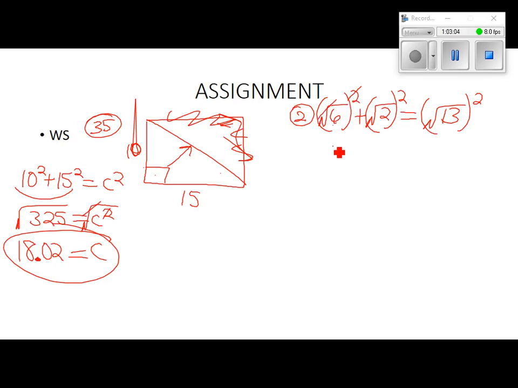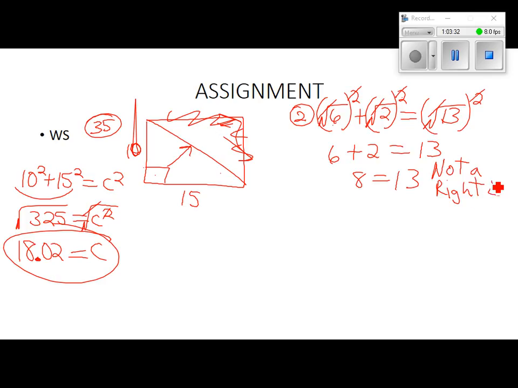Cancel out, what are you left with? 6 plus 2 and 13. What's 6 plus 2? 8. 8 equals 13, is that true? So what is it? Not a right triangle. Don't say it's not a triangle.